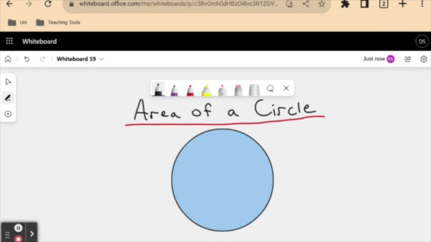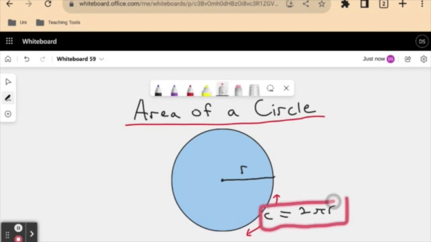Now, what do we know about circles? Well, we know it has a radius from here to here, and we know that its circumference, so the total border around the circle, is equal to 2 pi r, or pi times the diameter. But here I'm explicitly using the formula in this form because the diameter is just 2 lots of the radius. So we can express the circumference as 2 pi r as well.